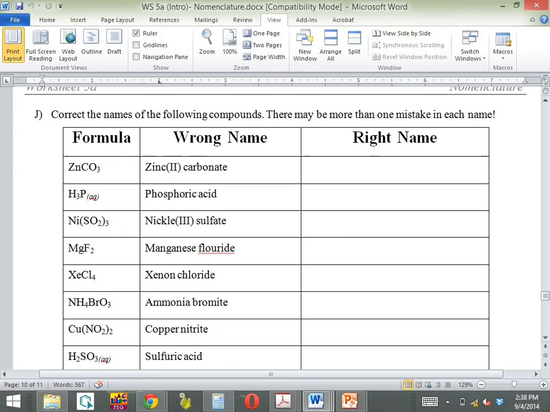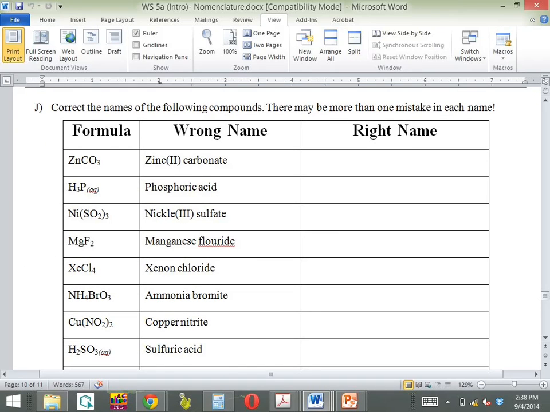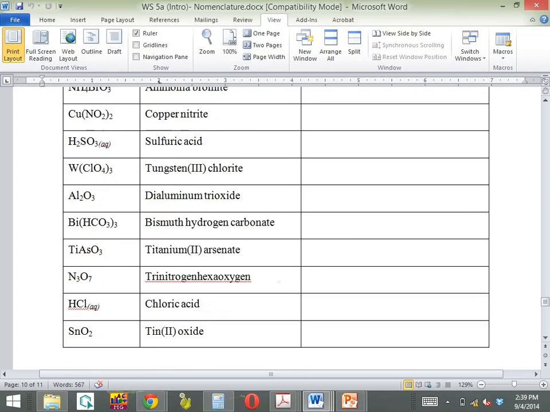And then this is always fun. Here are formulas with incorrect names, and you need to fix it. So this is where you get to play teacher. You pretend that your student wrote these answers and you're grading their worksheet, and you need to write the correct answer for those.